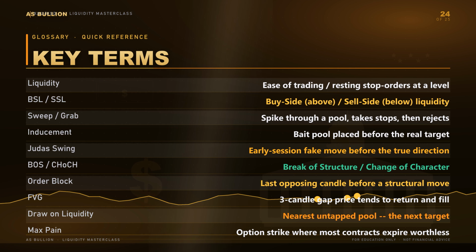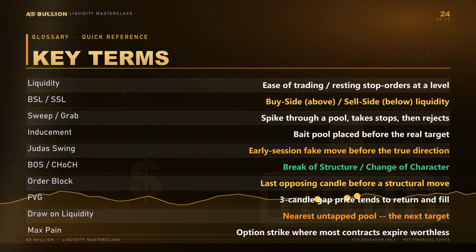Have you waited for a sweep with a wick and rejection, not a breakout chase? Have you confirmed a change of character against the sweep before entering? Is your entry into a fair value gap or order block with a stop beyond the sweep wick, targeting the opposite pool? And have you respected the structural floor and sized for gold's volatility?